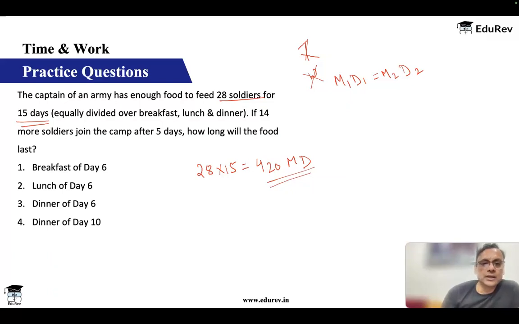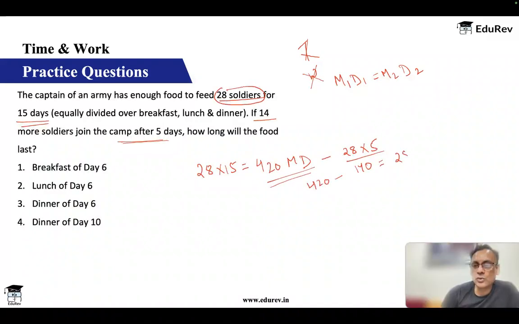If 14 more soldiers join the camp after 5 days, let's focus on the first 5 days. First 5 days, I had 28 soldiers. How much food will they eat? 28 into 5. This much food has already been eaten. 28 soldiers ate for 5 days, 28 into 5 is 140. So 140 man days of food is gone from 420. So 420 minus 140, I am now left with 280 man days of food only.